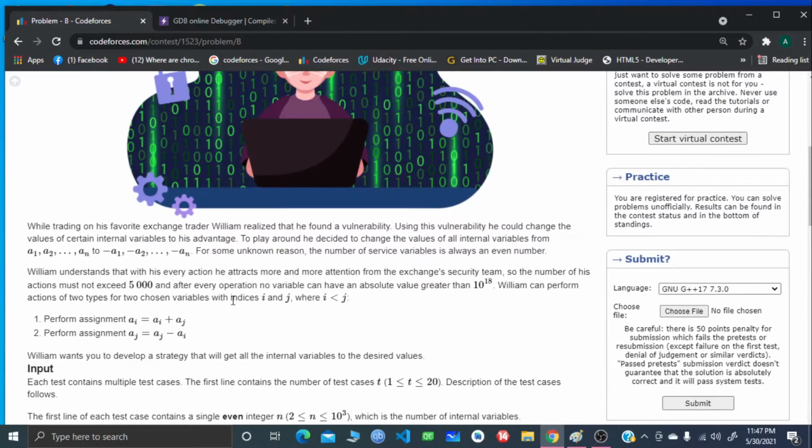You can choose any two indices and make the operations. There are two types of operations: a_i equal to a_i plus a_j, or a_j equal to a_j minus a_i, where i should be less than j. The number of times you can apply this operation is up to 5,000; more than 5,000 is not allowed. Also, no variable's absolute value can be greater than 10 to the power 18.